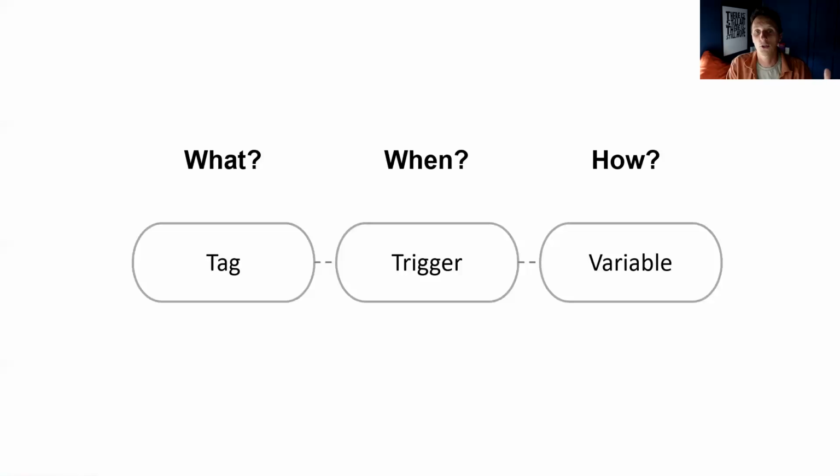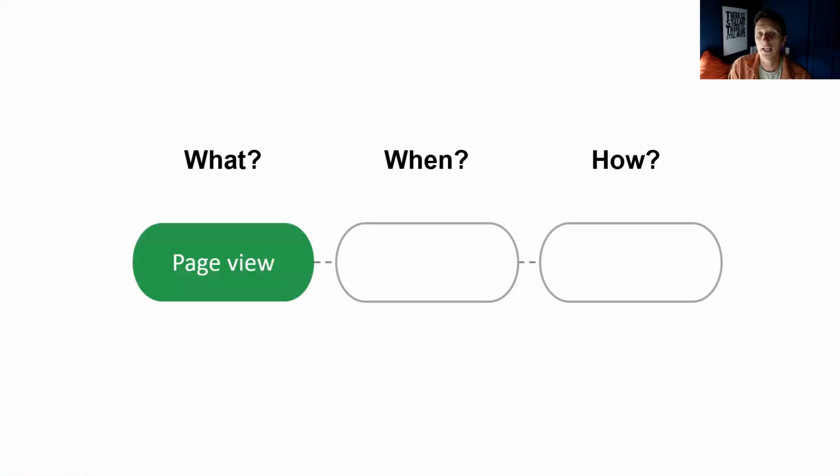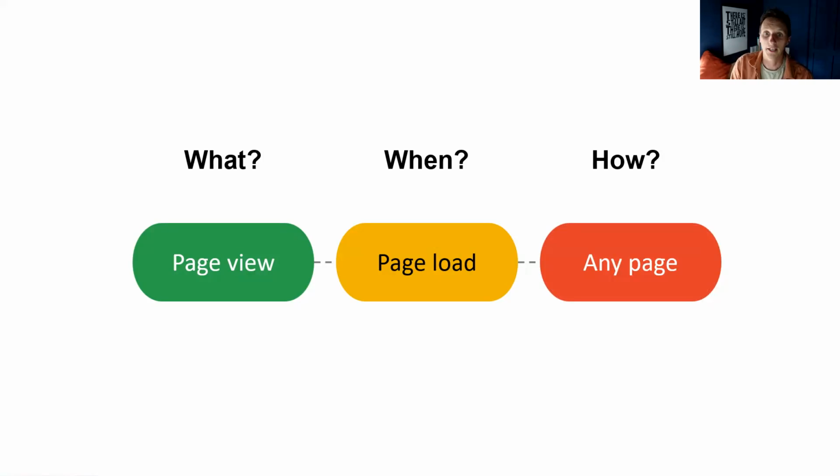So what do we want to happen is the tag, when do we want it to happen is the trigger, and then how specifically is the variable. So some examples of what that looks like is like this. We want data about a page view to be passed through to analytics, for example. When that happens is when a page loads. So every time a page loads, we want to pass a page view back to analytics. And then how is going to be any page.